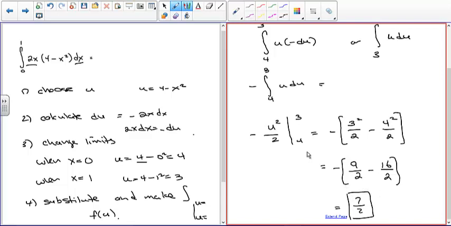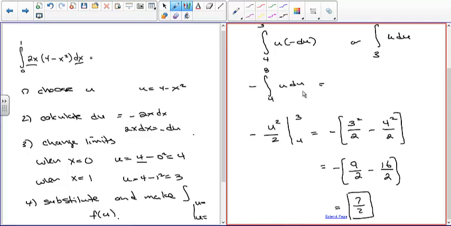Okay, so there's your answer. I factored out the negative sign, so I had the integral of u du. That's just a polynomial, so you add 1 to the exponent, divide by the new exponent, and bring your negative sign down.